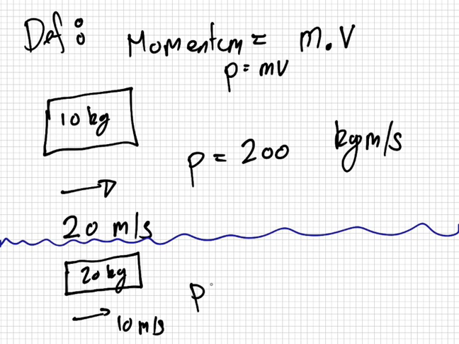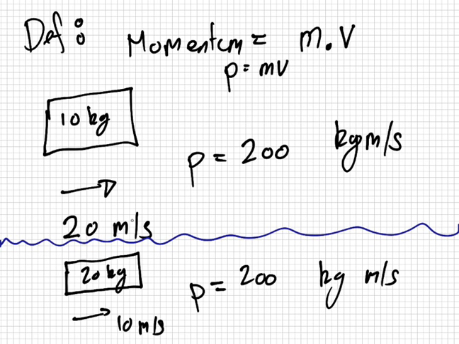What's the momentum here? 200 also. So please notice how these are different masses with different velocities, but we have the same momentum. So what exactly is momentum used for? What does momentum tell us? Well, momentum tells us how difficult it is to stop. So the bigger the momentum, the more difficult it is to stop it.